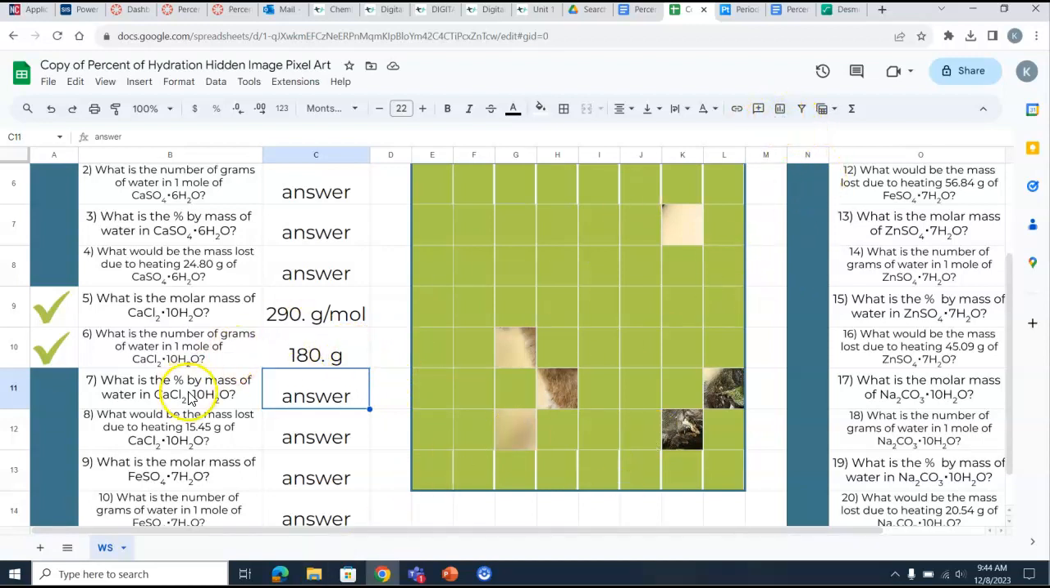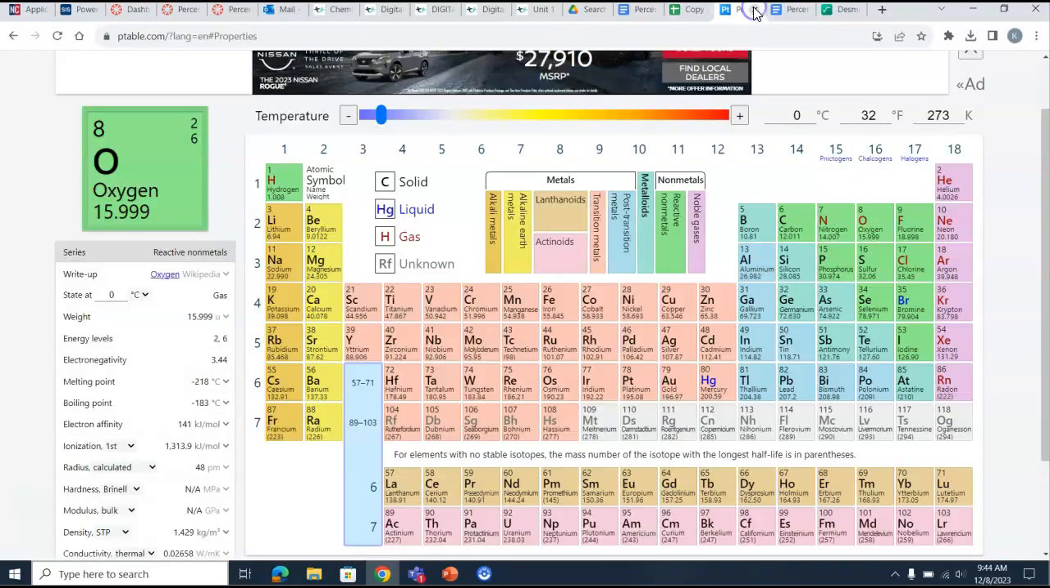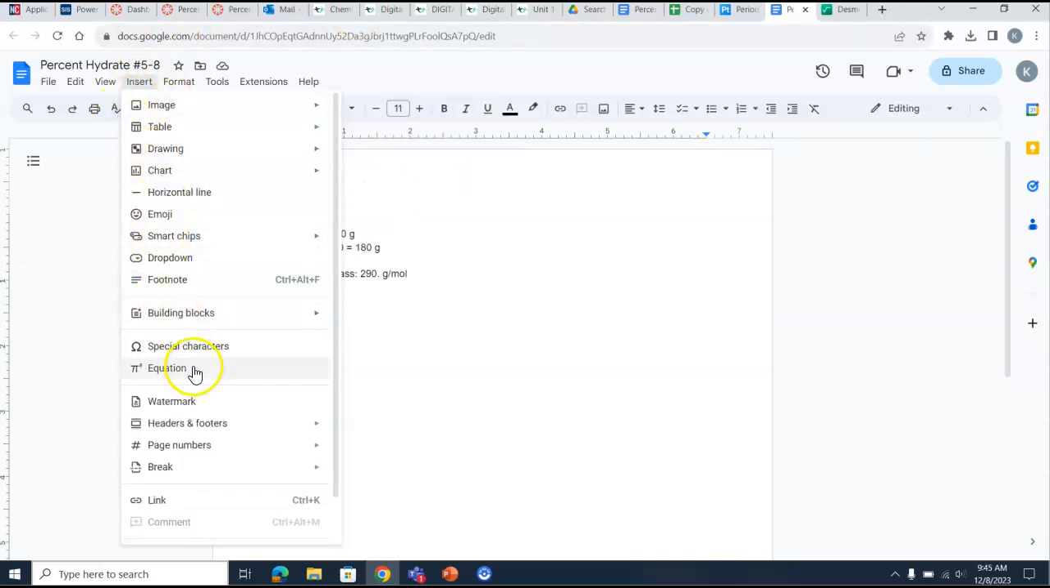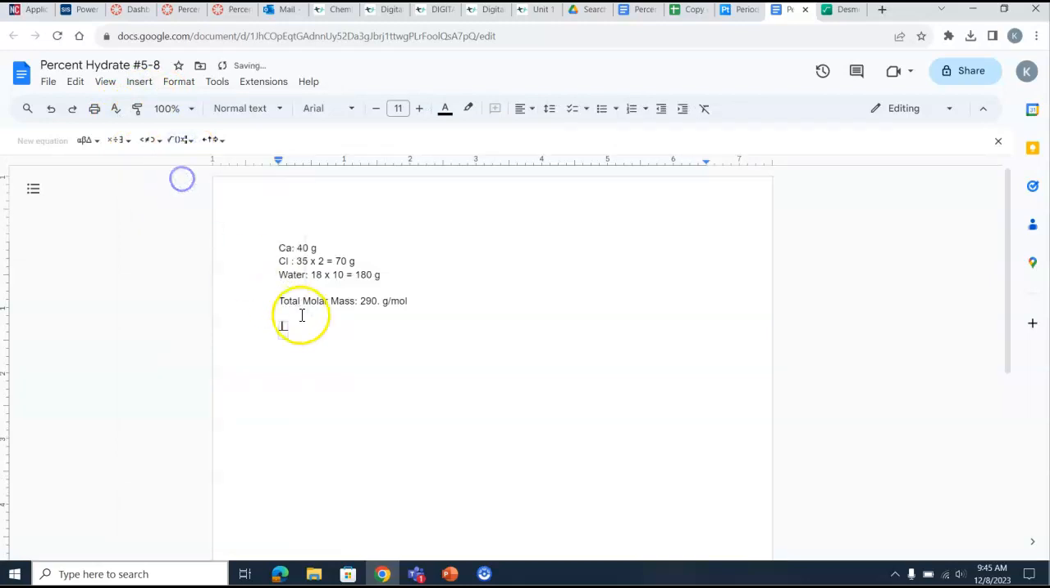All right, percent mass of water in calcium chloride decahydrate. We are going to come over here, and percent mass of water is just the same as doing any other percent composition. It's just that we're looking at the percentage of water instead of the percentage of a specific element. So I'm going to insert an equation. And remember, percent hydrate is just the grams of the water on top divided by the total grams of the molar mass times 100%. So we had 180 grams of water, and we had 290 grams total in our molecule. And we have to multiply that by 100% to give us our percentage.